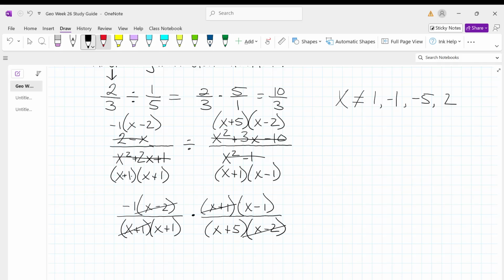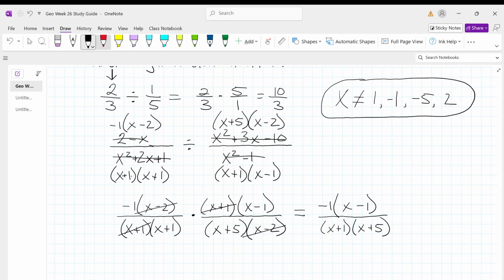And then multiply across the top, we get negative 1 times x minus 1, and in the denominator, we get x plus 1 times x plus 5. All right, so that would be your simplest form with these as your restrictions. Questions?